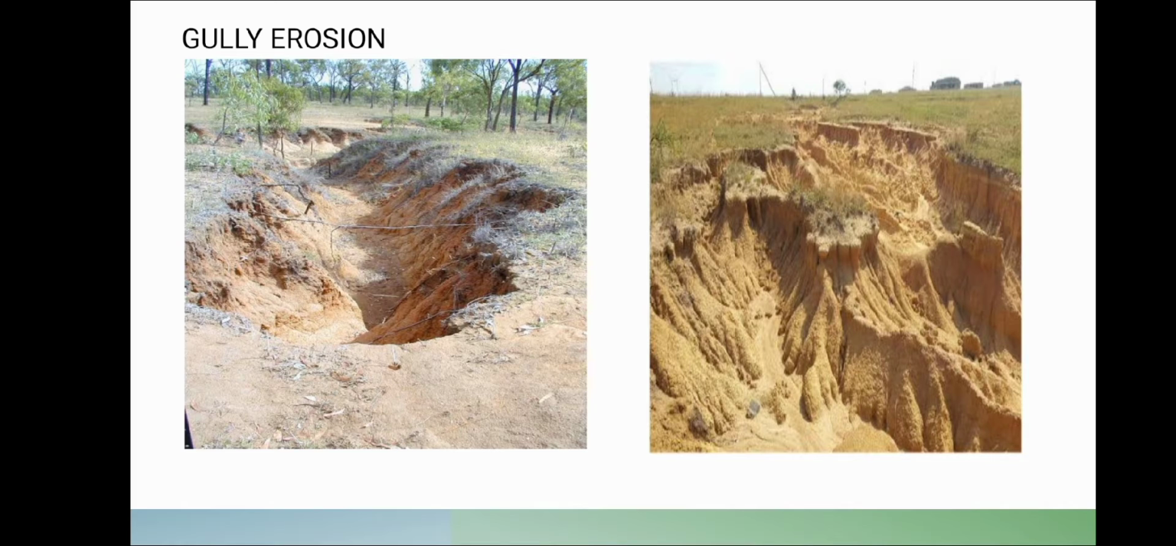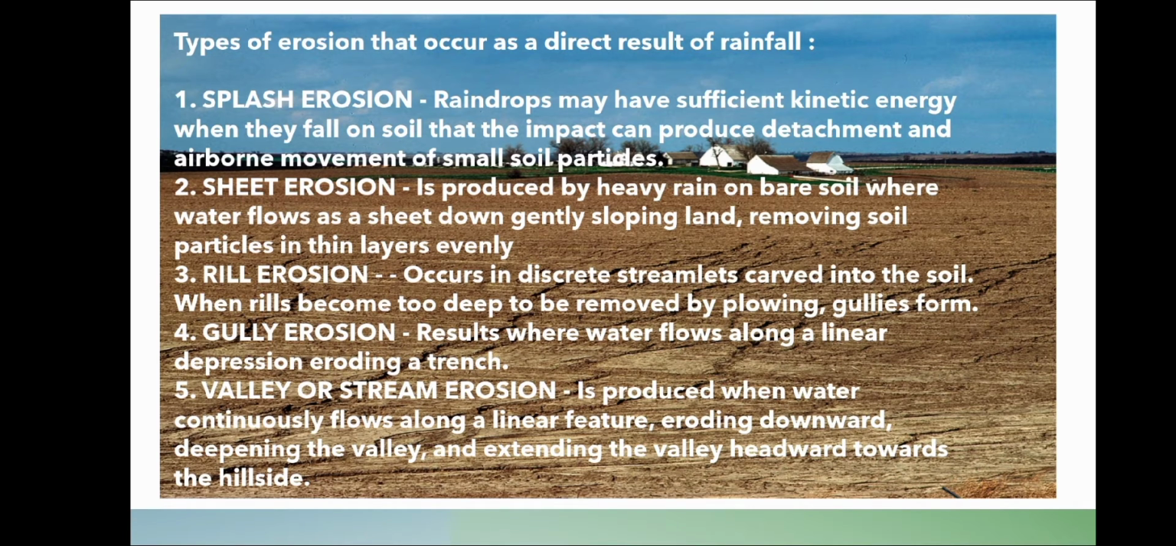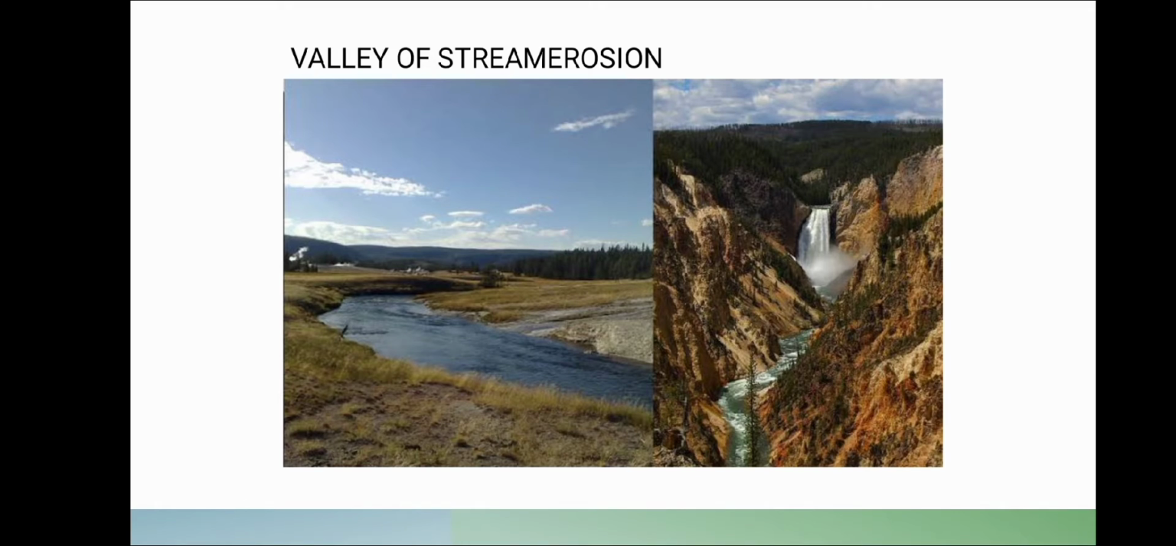valley or stream erosion. So next is valley or stream erosion. It is produced when water continuously flows along a linear feature, eroding downward, deepening the valley and extending the valley headwards towards the hillside. So this is the example of valley or stream erosion. Streams are one of the most effective surface agents that erode rock and sediments. As you can see sa picture, in valley or stream erosion, streams join to form rivers.